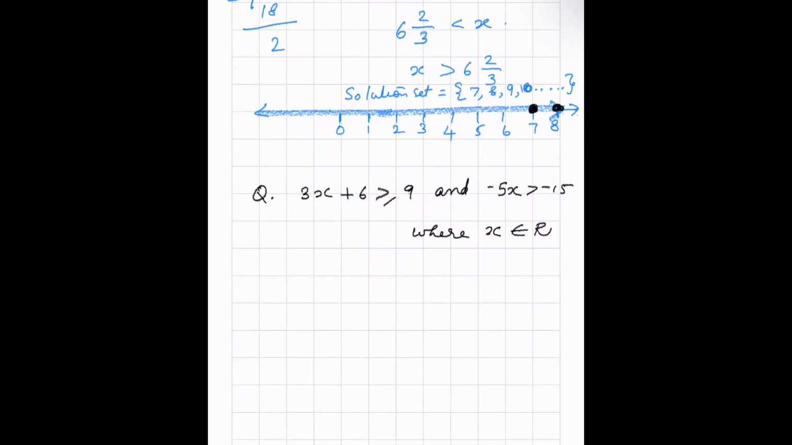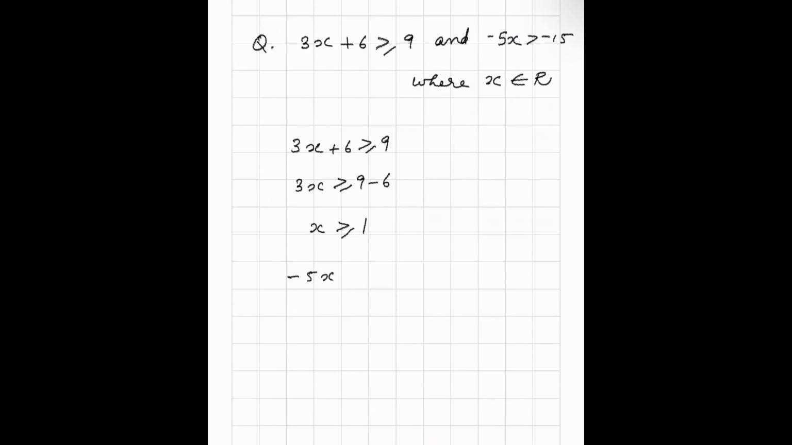So let's take the first inequation, 3x plus 6 greater than or equal to 9. Move 6 to the other side, you get 3x greater than or equal to 9 minus 6. Now you have x greater than or equal to 1, because 9 minus 6 is 3. So 3 and 3 get cancelled out and you have x greater than or equal to 1. Next, negative 5x greater than negative 15.